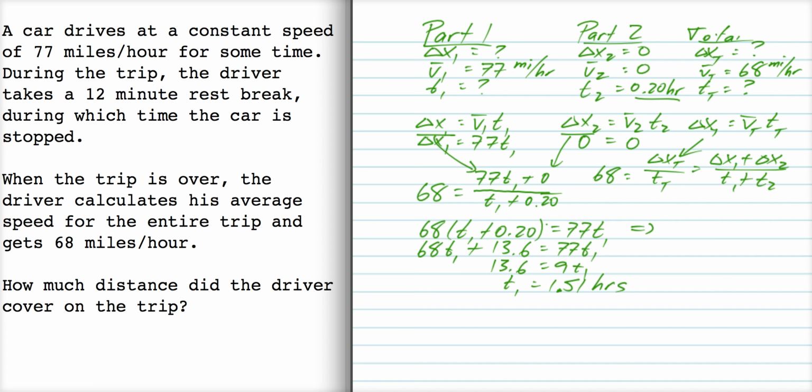We're looking for how much distance the driver covers on the trip, so we're looking for delta x total, which is just delta x1. And now we know both v1 and t1. v1 is 77, t1 is 1.51, so it's 116.4 miles. Now, I need to round off to 2 sig figs in this. So there's my answer.